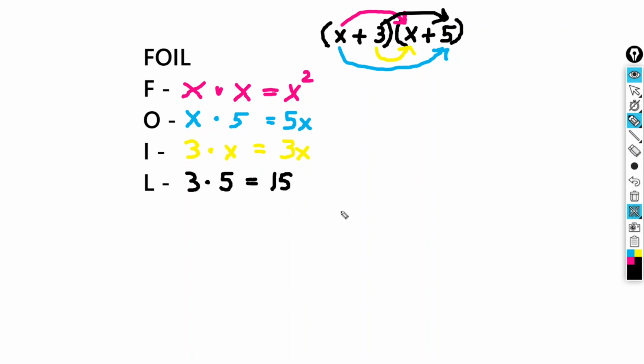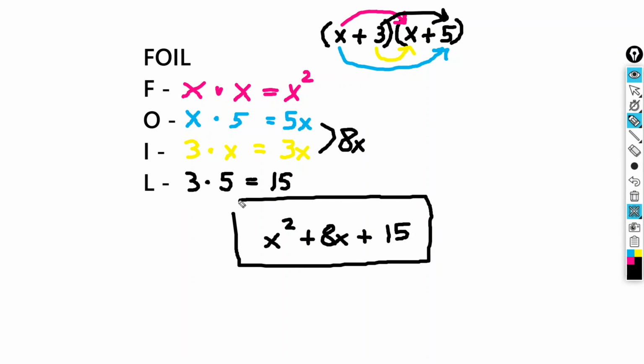Our last step is to combine like terms. So 5x and 3x are like each other. So those will combine to 8x. And we can write our final trinomial product as x squared plus 8x plus 15. And we're done with that example.